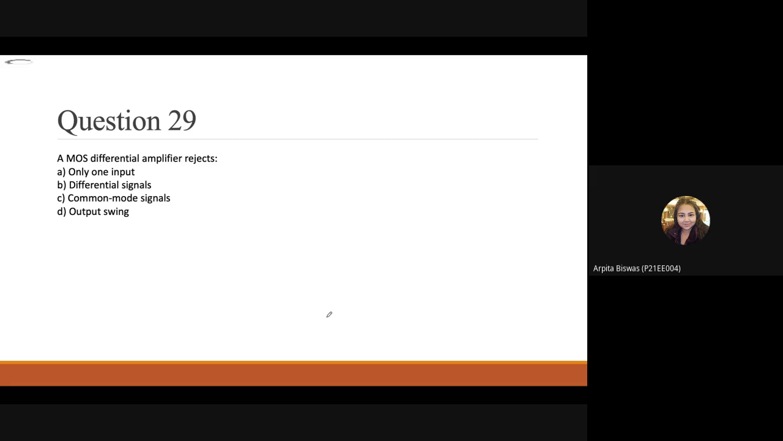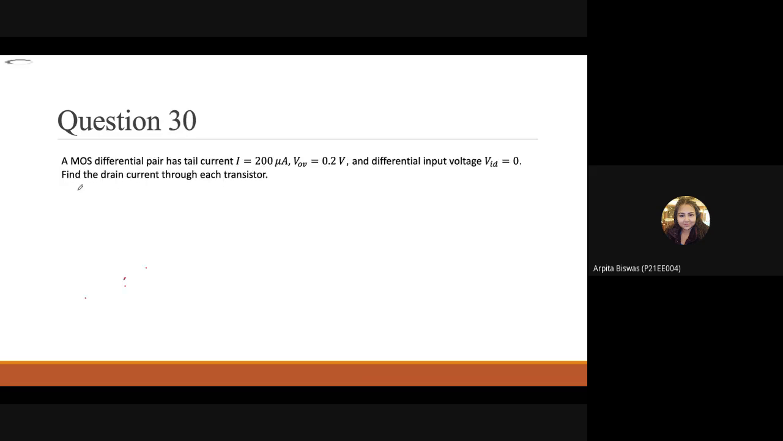This is question number 29. A MOS differential amplifier rejects: option A, only one input; option B, the differential signal; option C, the common mode signals; and option D, the output swing. Ma'am, C, common mode signals. Okay. Jasmine and Hari, what is the right option? Yes, ma'am, common mode signal. Yes. Common mode signals.